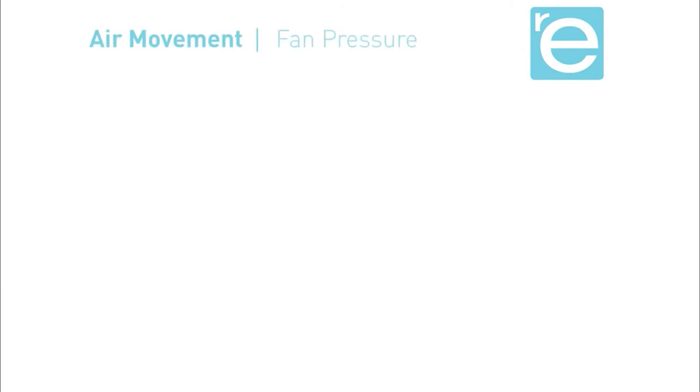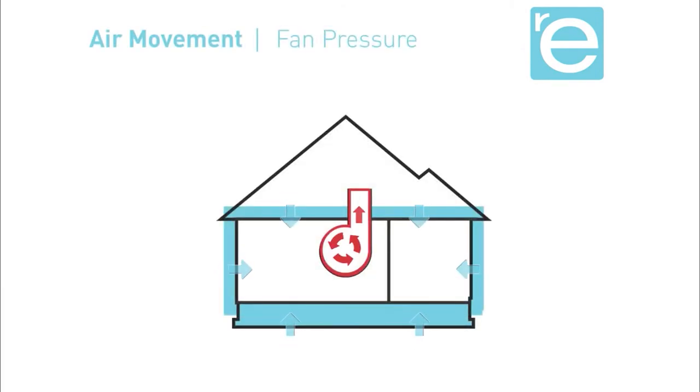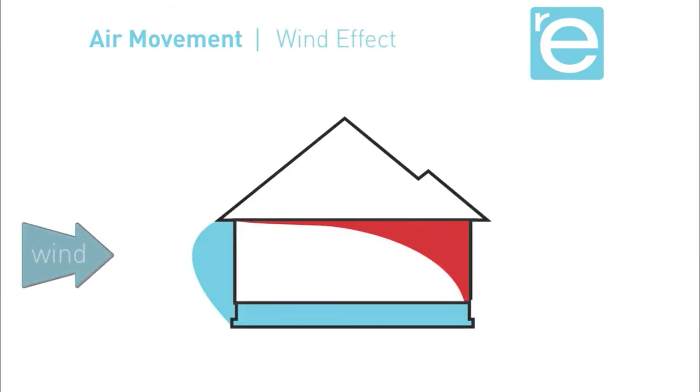Mechanical systems such as bathroom fans and HVAC systems cause positive and negative pressures within a house, causing air movement. When wind hits the side of a home, it causes a strong positive pressure that can cause air leakage on the other end of the home.